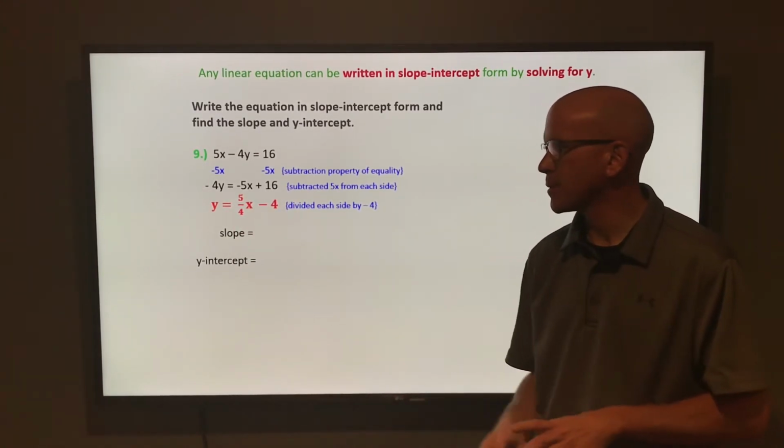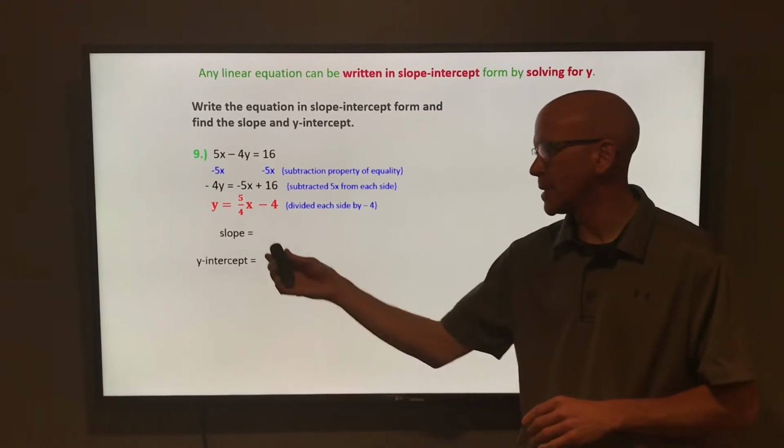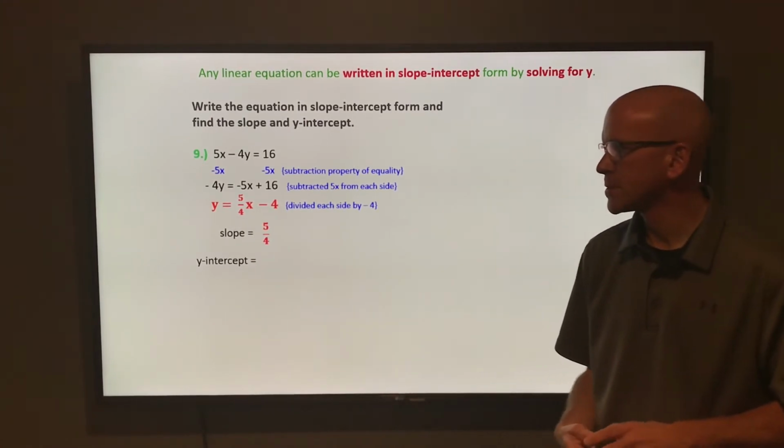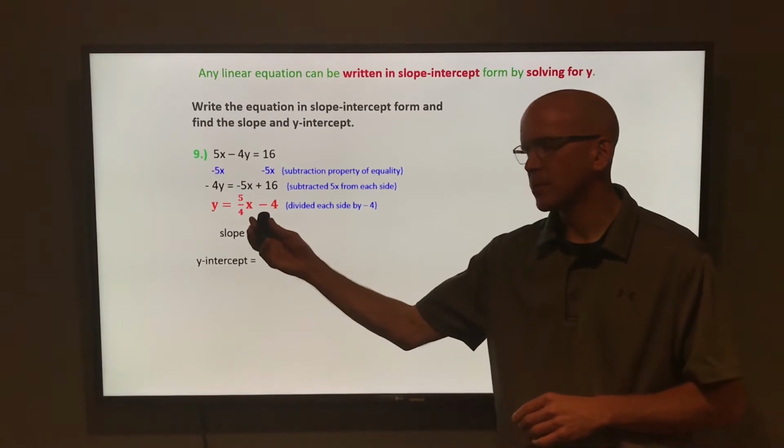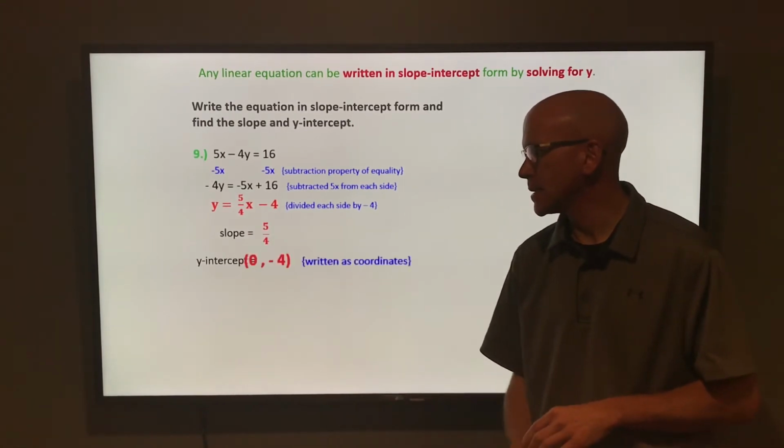So now you can see the slope and the y-intercept. Remember, the slope is the number in front of the x. In this case, it's 5/4. And the y-intercept, that's the constant term, the number without a variable. In this case, that's -4.